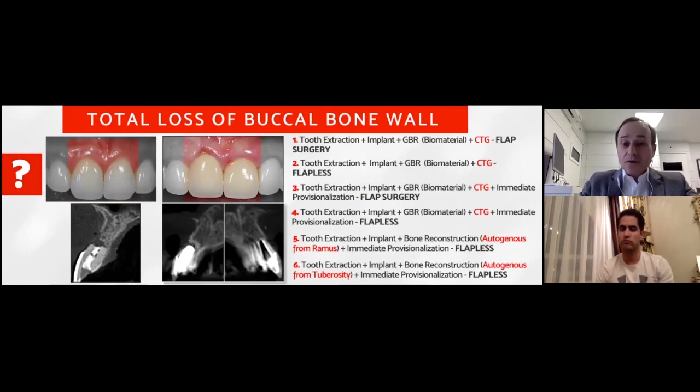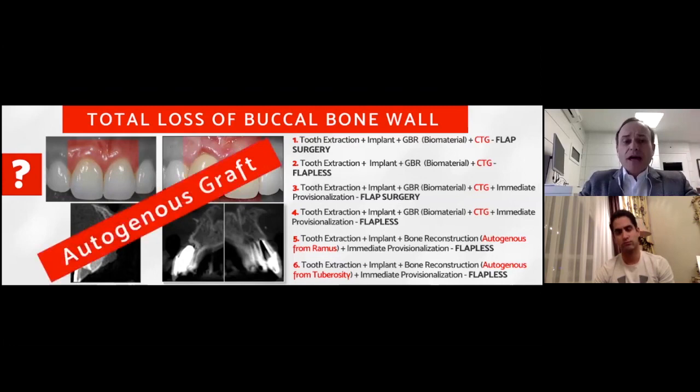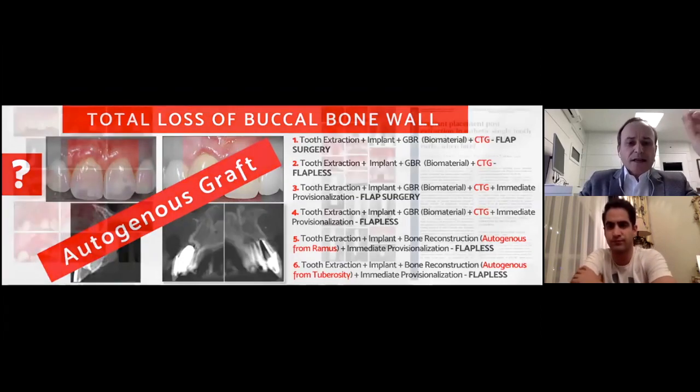And take a look, from number 4 to number 6, we are always using flapless surgery. But what we have in common, evaluating these 6 types of planning, is that in all of them we still need autogenous graft, either hard or soft tissue graft. Let's take a look at the literature.